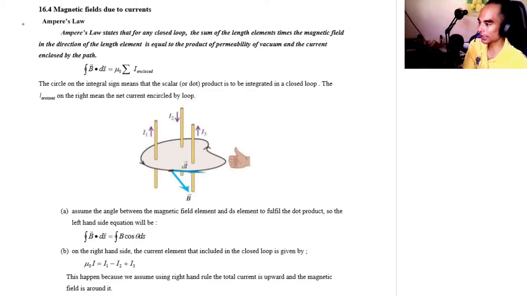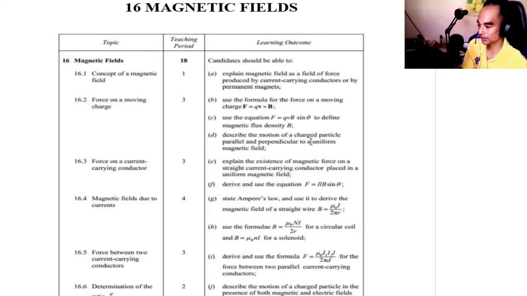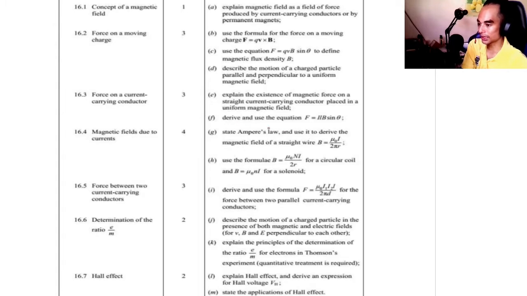Magnetic field due to the current. Ampere's law, this is very important. Because in your mark scheme, you will be assessed on it. You have to define what Ampere's law is. If you check back, you have to state Ampere's law over here and use it to derive B equals to μ0 I over 2πr. So this is the derivation plus the statement.